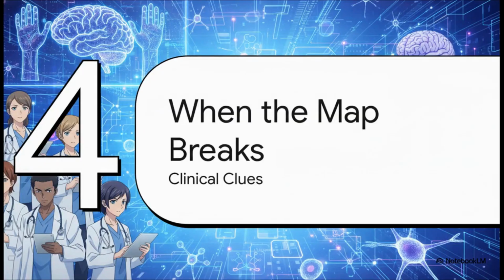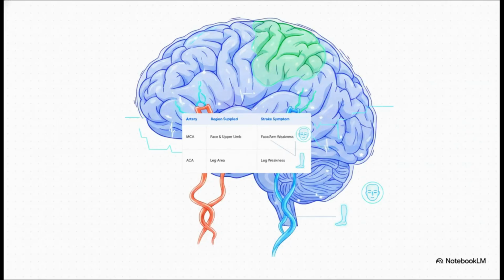Now, let's look at what happens when the map breaks, and the clinical clues it leaves behind for doctors. Because the brain maps the body so incredibly predictably, doctors can actually localize exactly where a stroke has occurred just by looking at a patient's symptoms. It's almost like a giant puzzle.